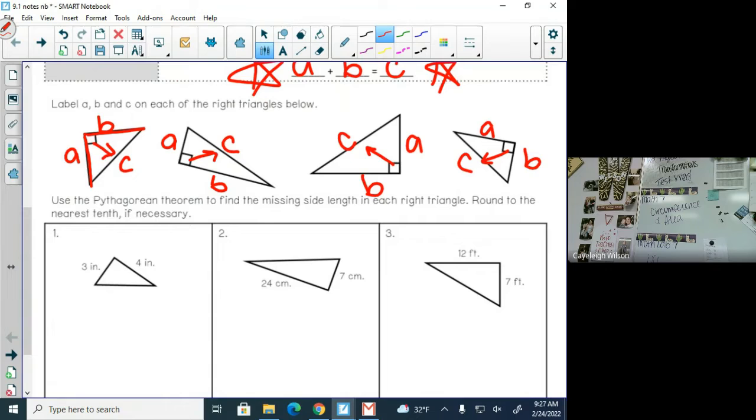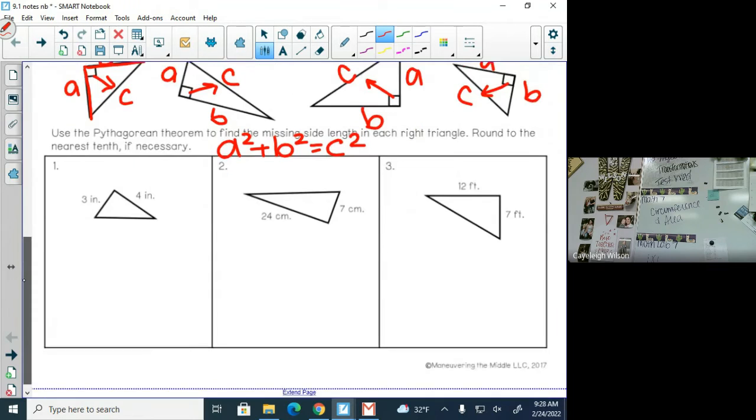All right, moving down into the first examples, it says use the Pythagorean theorem to find the missing side length in each right triangle. Round to the nearest tenth if necessary. What does it mean by round to the nearest tenth? So like one decimal point. Tenth is one decimal.